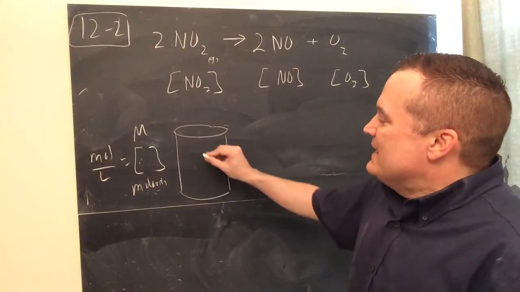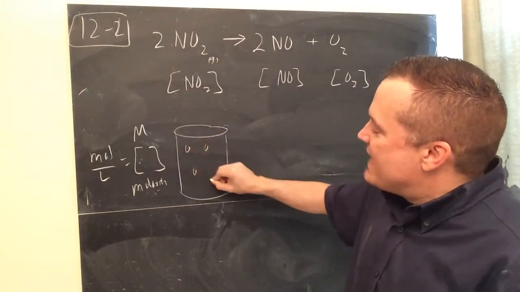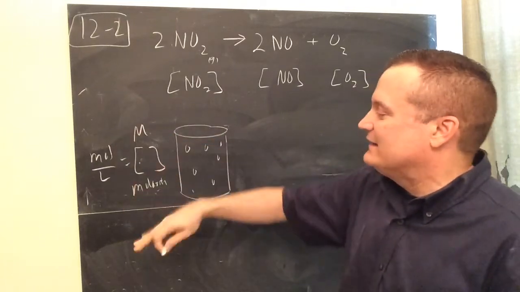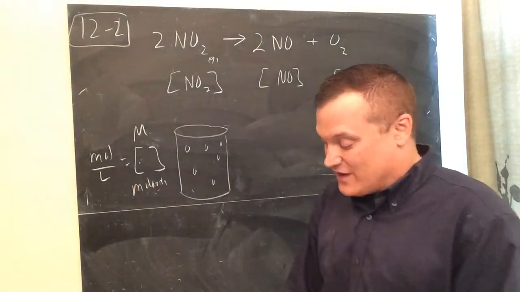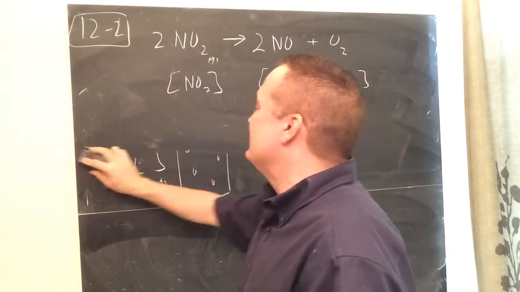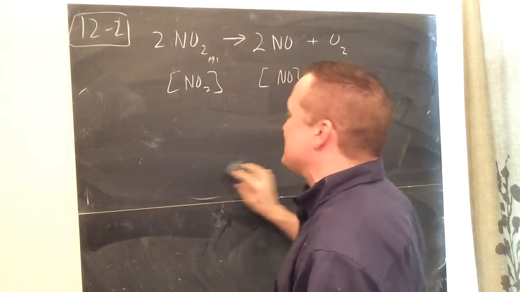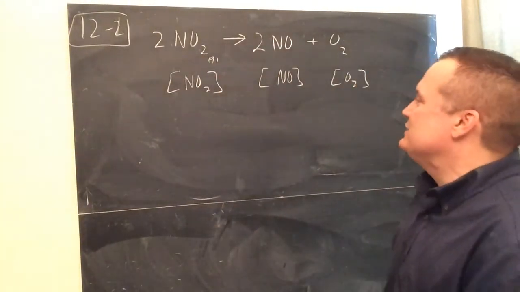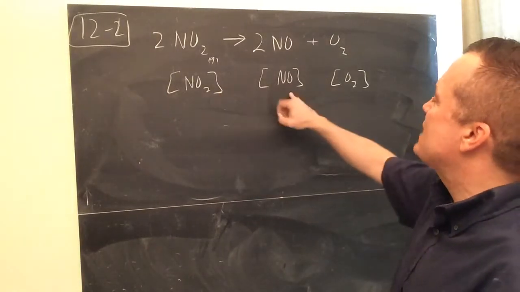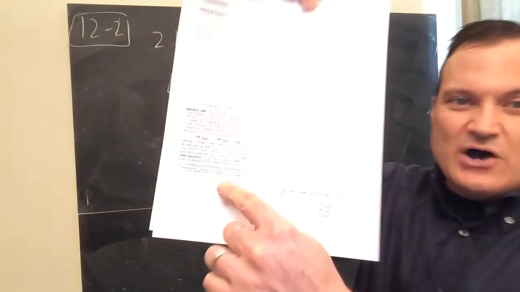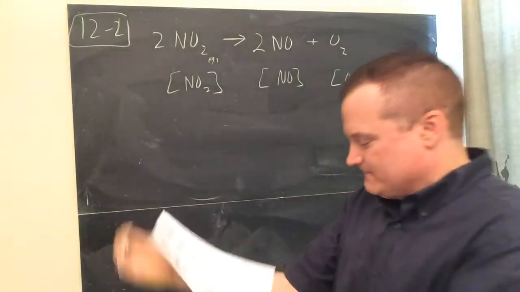So if I know how many moles of gas I have, and I know the volume of the container, mole divided by liter, that is the molarity. That's called the concentration. You're going to see that used in this chapter and in the next chapters as well, especially chapter 12 and chapter 13. So you're going to get used to seeing that. Concentration, concentration, concentration.